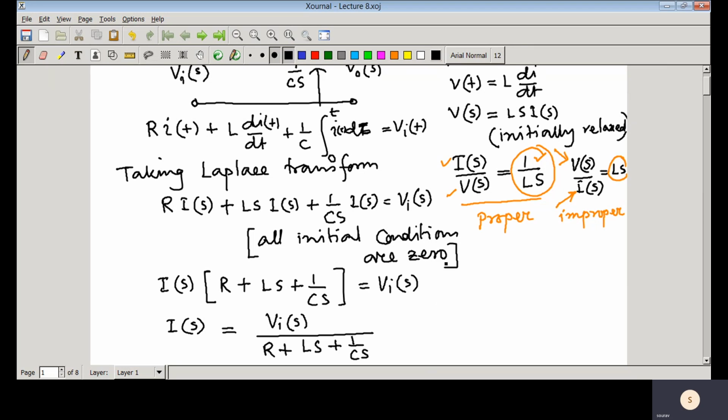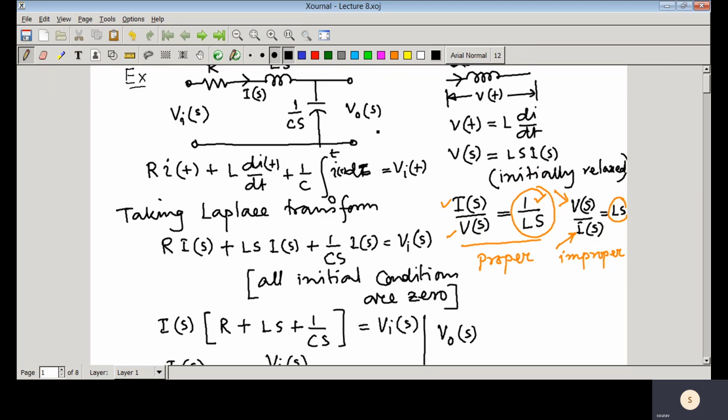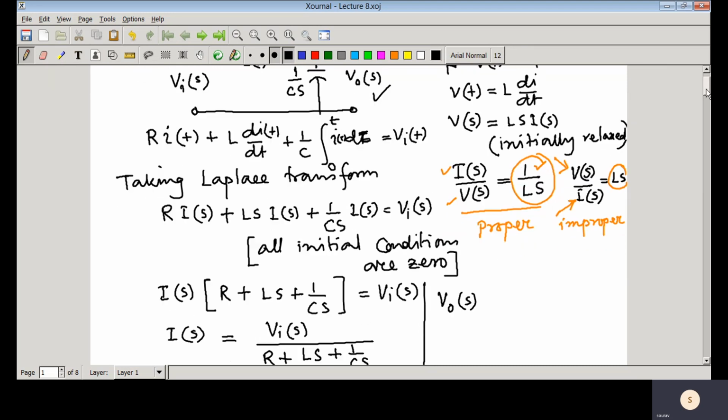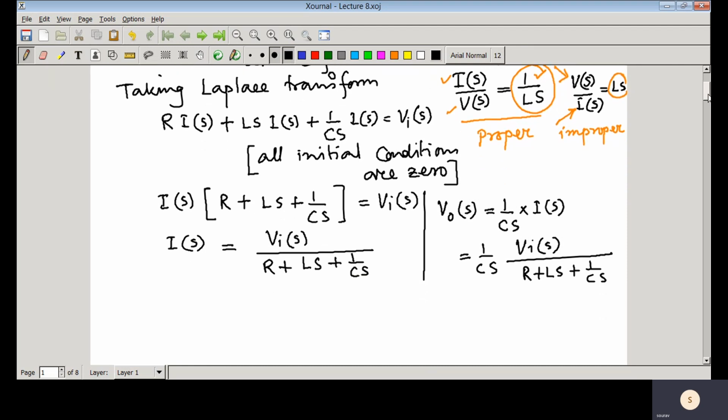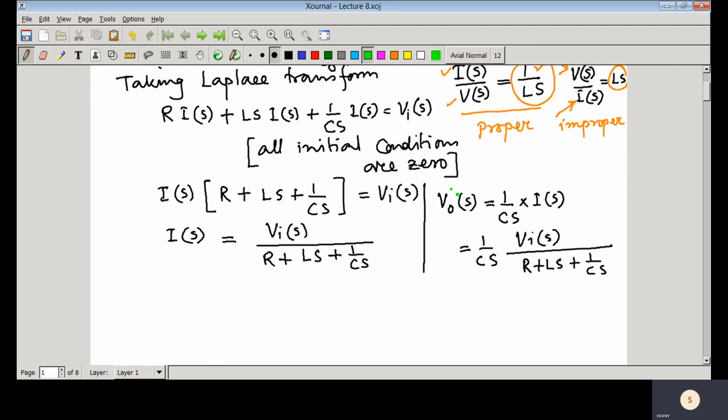Now what is Vo(s)? Vo(s), the output voltage across that capacitor, equals 1 by Cs into I(s). So 1 by Cs into I(s) is Vi(s) divided by R plus Ls plus 1 by Cs. So now if you write this particular expression in input-output form, you can see that this is your output, and this one is input.